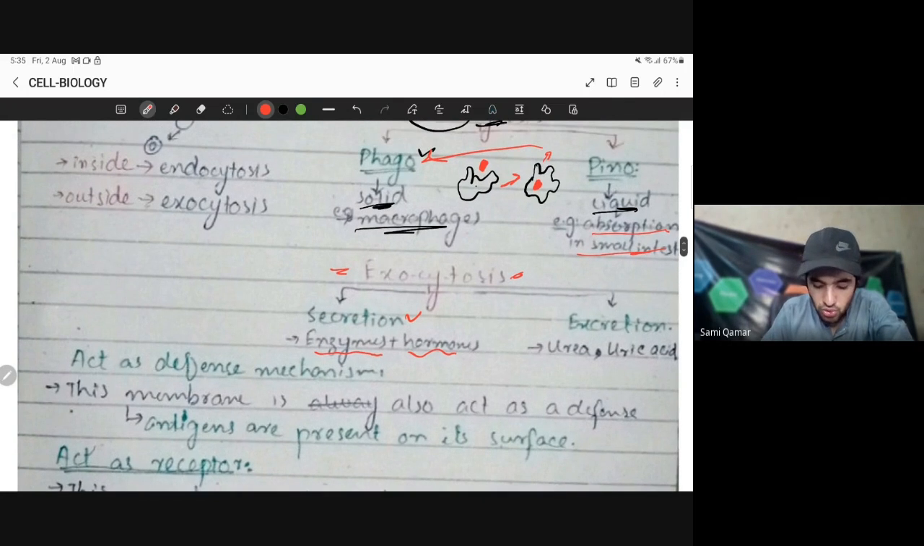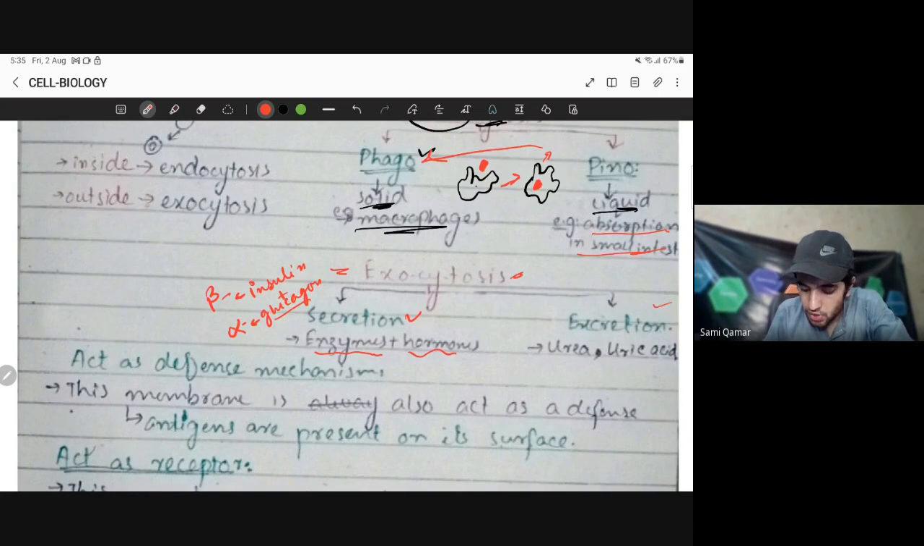As you know about insulin, and the other one, glucagon. You will study about those in chemical coordination of hormones. Insulin and glucagon come from the islets of Langerhans in the pancreas. Glucagon is secreted by alpha cells, and insulin is secreted by beta cells. So these cells secrete them. This is known as exocytosis.